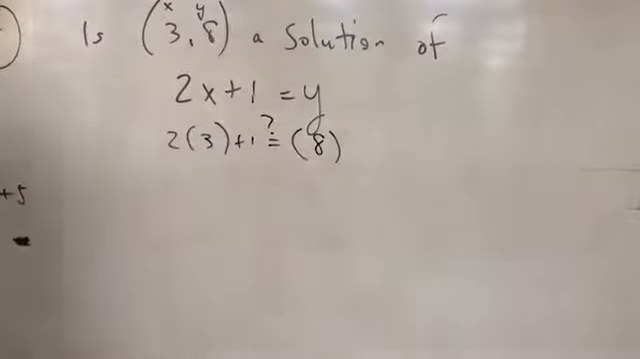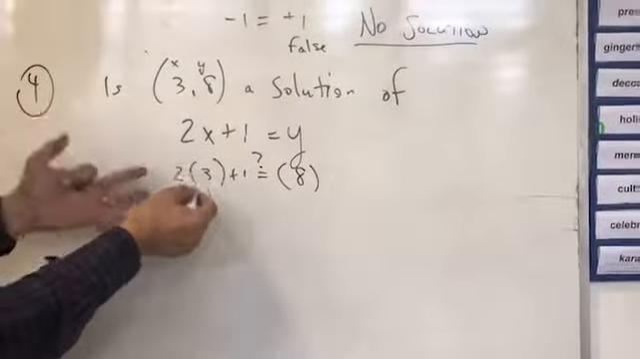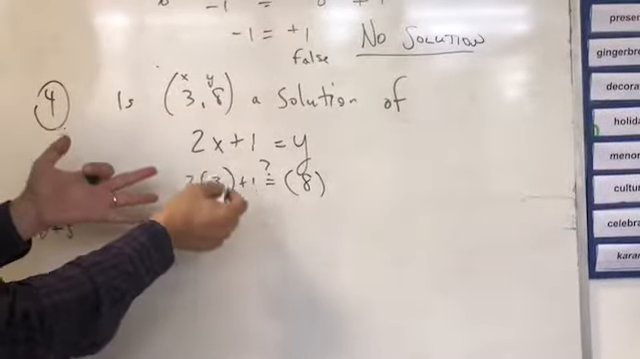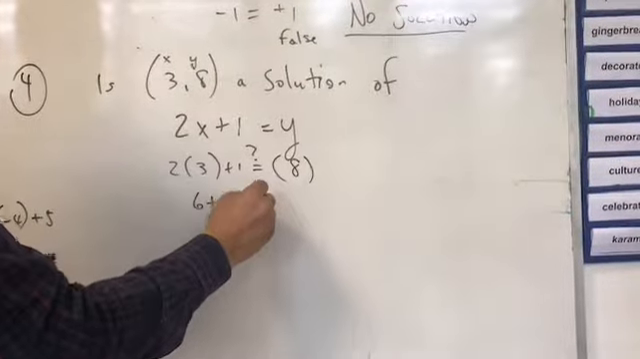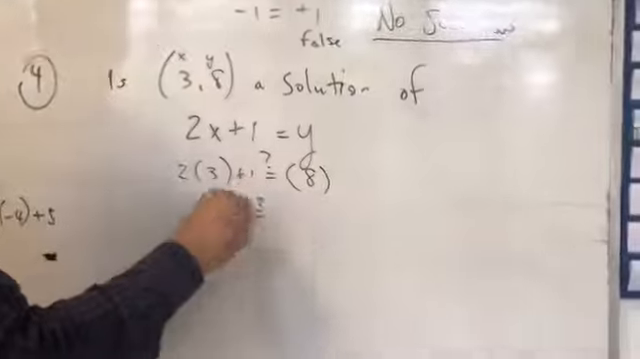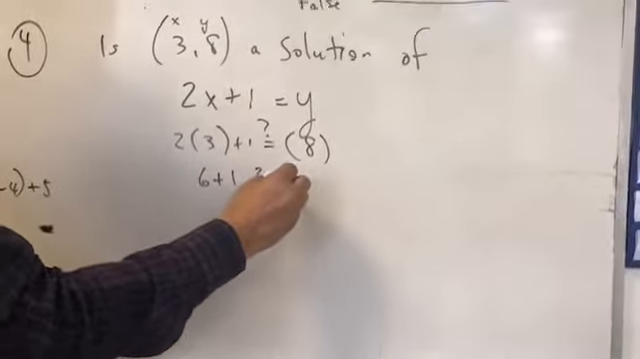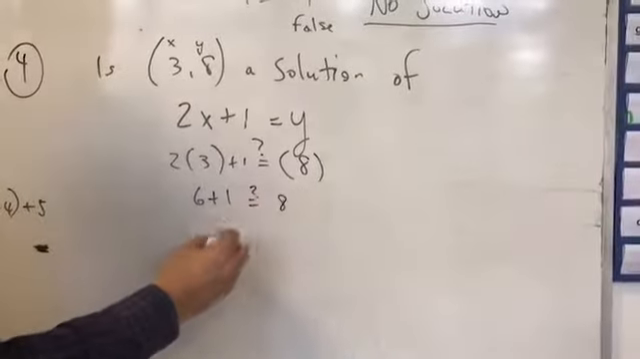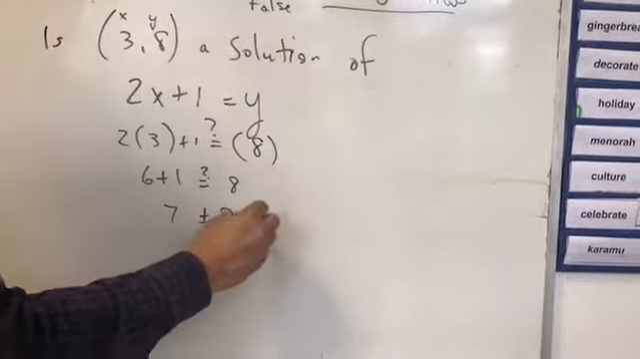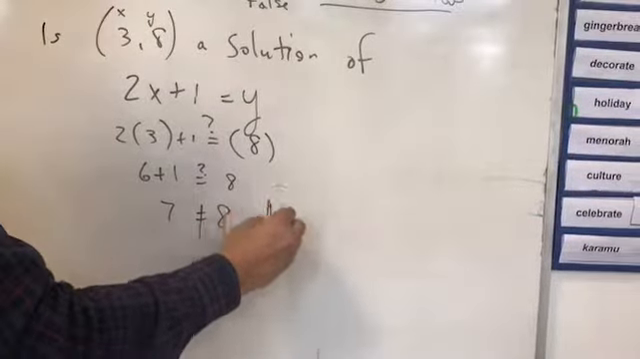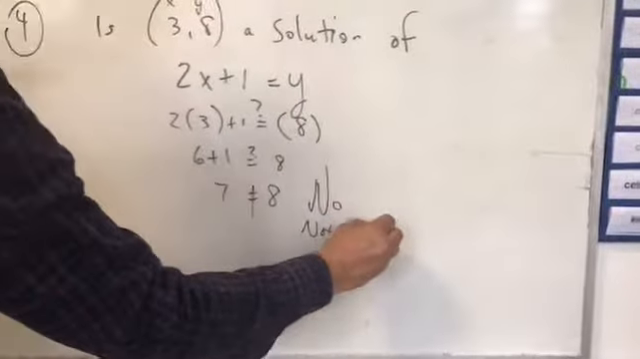And we put a question mark there because now that we've substituted numbers, we're asking the question, is this a solution? Is that what is going to make this work? So 6 plus 1, is it equal to 8? 6 plus 1, sorry. And in fact, it is not a solution. So as we ask that question, 7 does not equal 8. Therefore, no. The answer is no. It's not a solution.